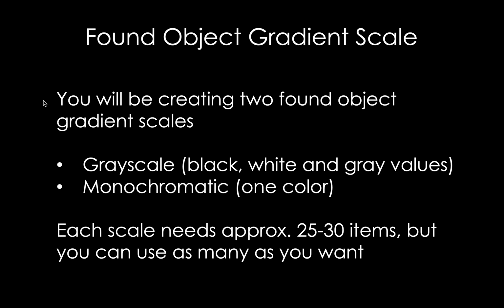A grayscale, which is black, white, and gray values, and a monochromatic scale. Mono meaning one, chromatic meaning color. You'll need approximately 25 to 30 items for each scale, but you can use as many items as you'd like. It's always better to have more, and you can edit and remove some of them.